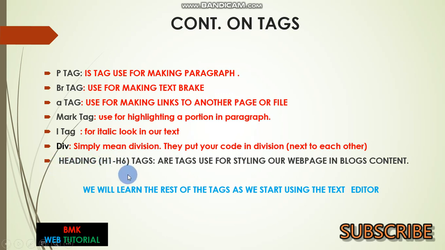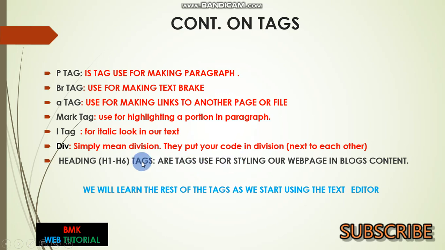We have the heading tags. These heading tags, there are 6. They are from heading 1, H1, H2, H3, H4, H5 up to H6. These tags, we use them for styling our web pages in blog contents. They help us to create titles or title content for things.